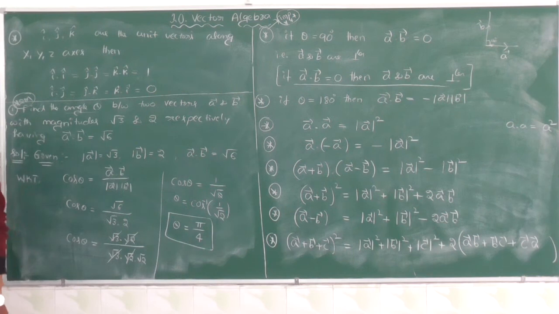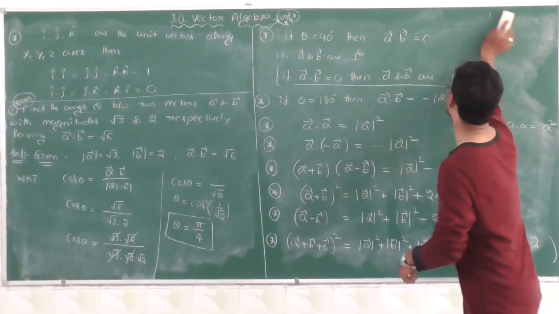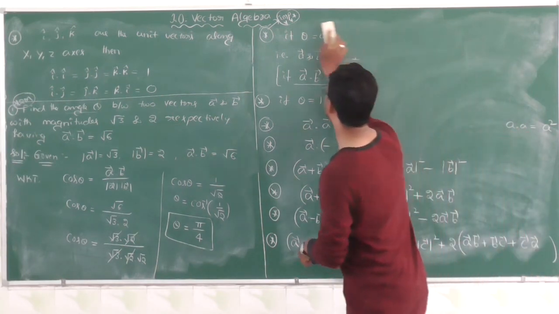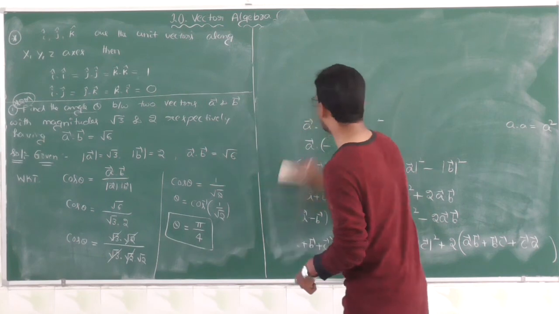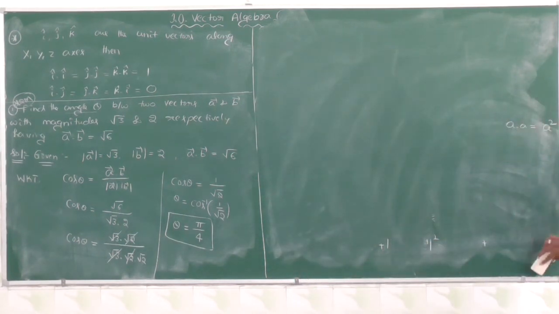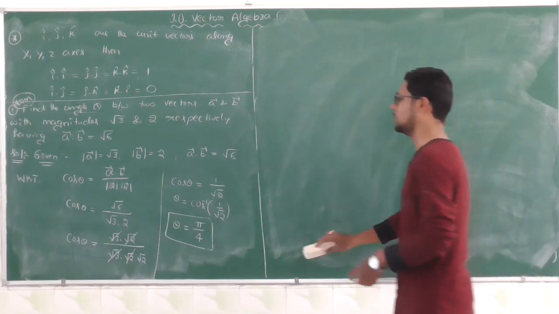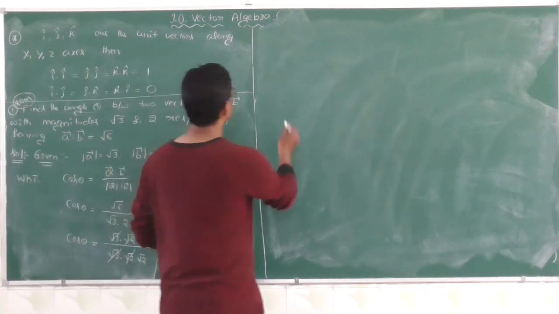Okay. Next problem we have is homework for you. Find out the angle between the two vectors. You just find out the angle between two vectors. It is the homework problem.